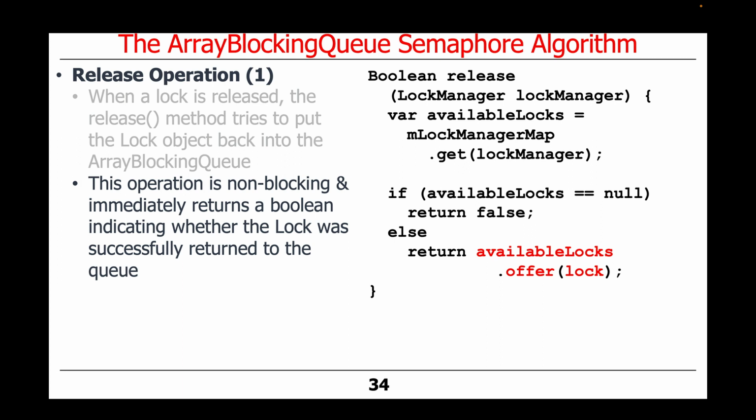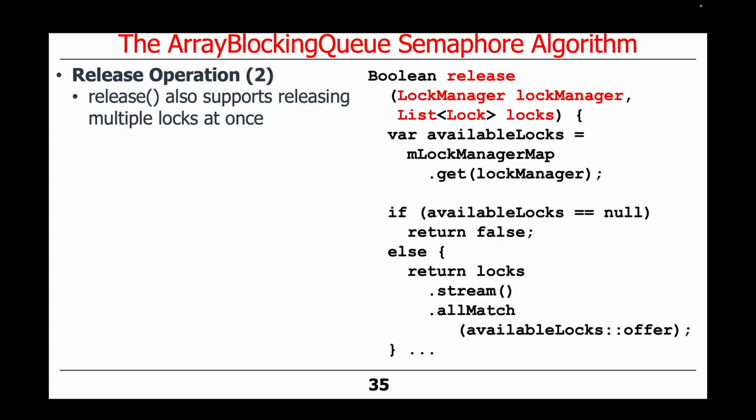Now, this should work if the client has followed the protocol and is not trying to do things like release a lock multiple times. This, however, guards against that. And if we try to put a lock back and the queue is full, then that means something's going awry. So we're going to return a flag back to the client indicating that there's a problem.